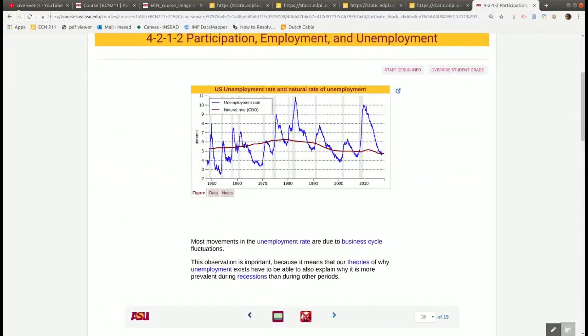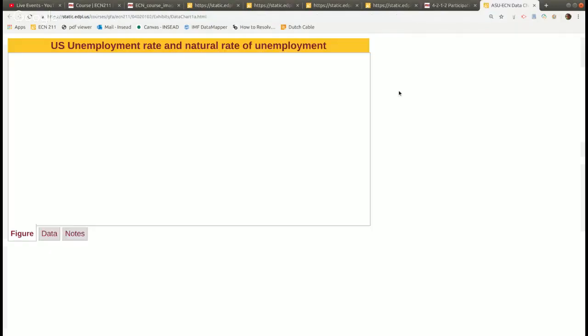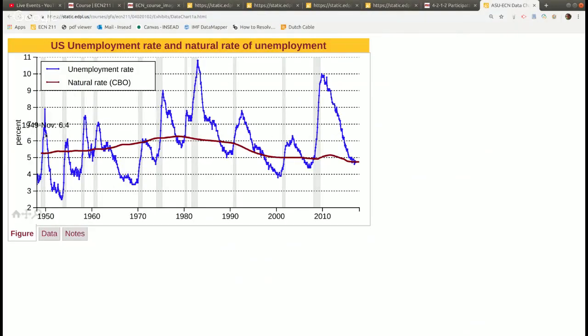So this is a plot with the unemployment rate for the United States. And at the moment, the unemployment rate's a little lower. This data goes to 2017. Unemployment rate's below 4%. So why does unemployment go up in recessions and go down?